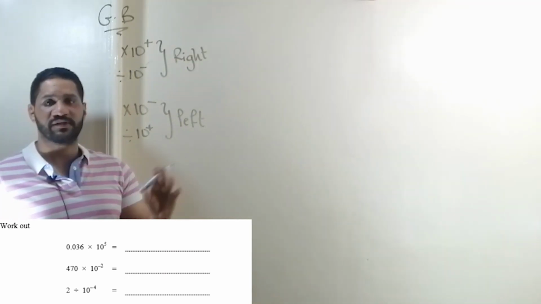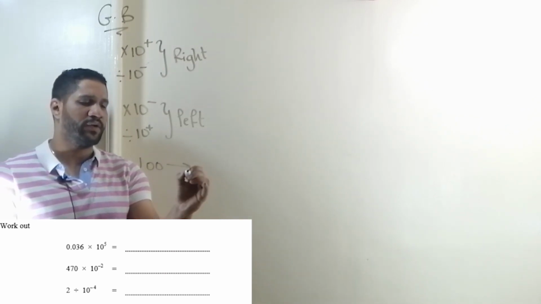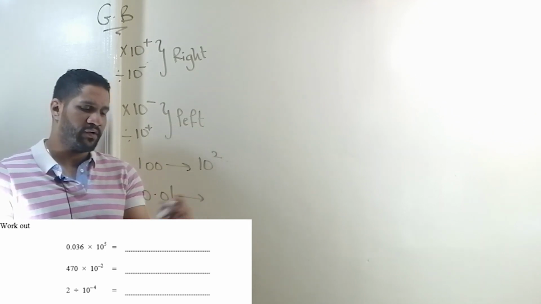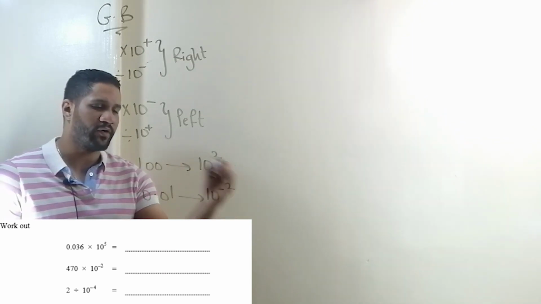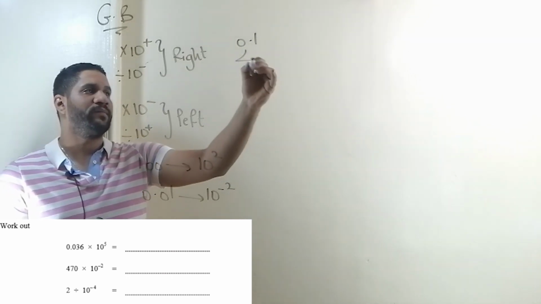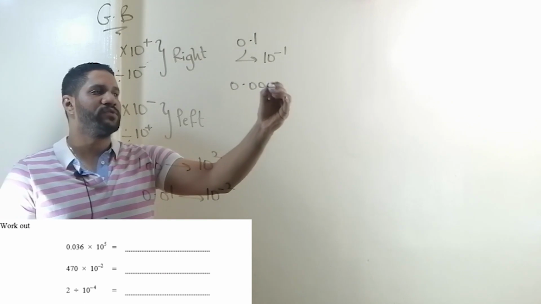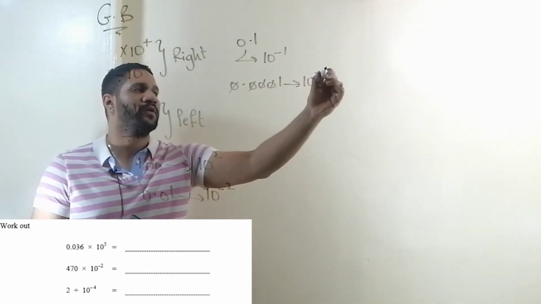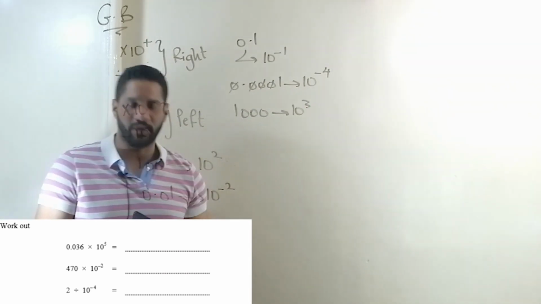And before completing, there is a tricky question he likes to ask. When I have 100, 100 means 10 to the power of 2. But when I have 0.01, a decimal, you count the zeros. I have 2 zeros here, so it's 10 to the power of negative 2, and so on. When I have 0.1, it means 10 to the power of negative 1. When I have 0.0001, it means 10 to the power of negative 4, counting 1, 2, 3, and 4. When I have 1000, it means 10 to the power of 3, and so on.